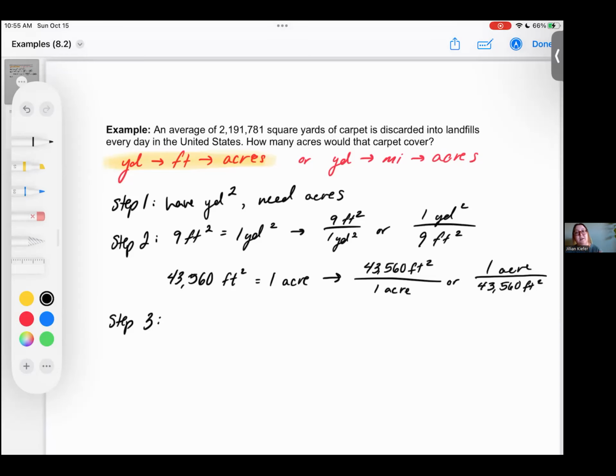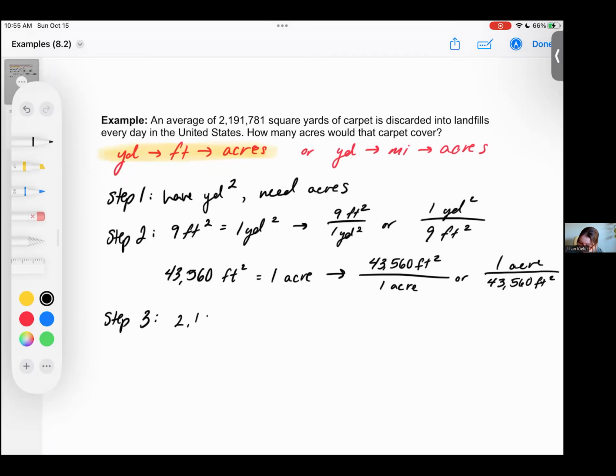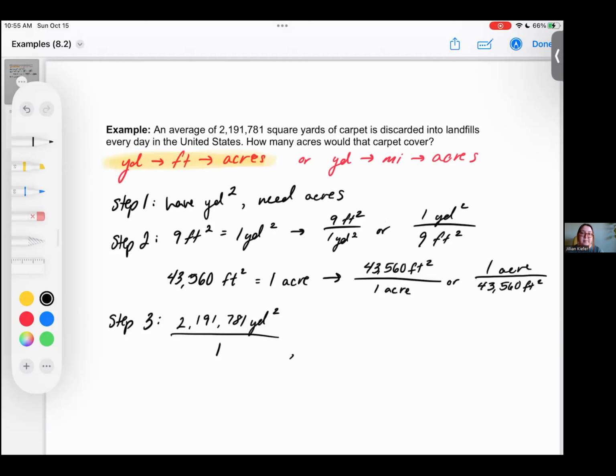Step 3, we begin with what we currently have over 1. For us, we currently have 2,191,781 square yards. So that's what we're starting with. We take that value and write it over 1. So we have 2,191,781 yards squared, or square yards, over 1. It's the first unit we'll start with.